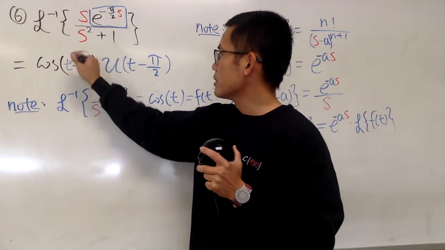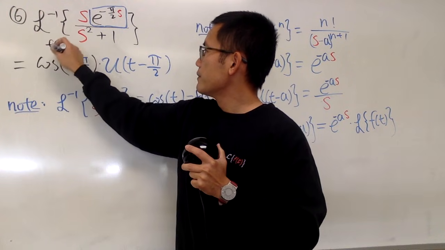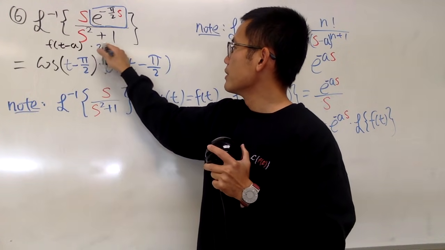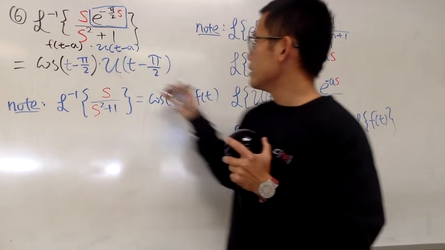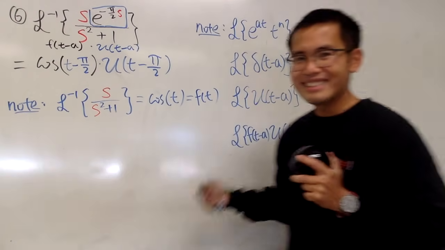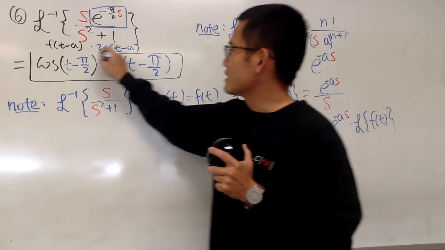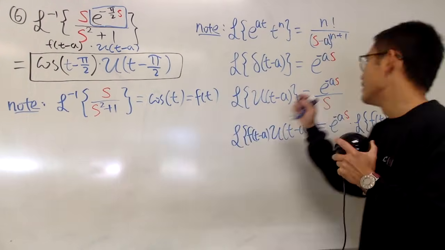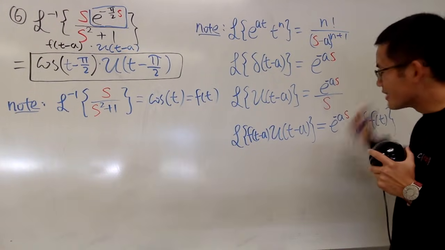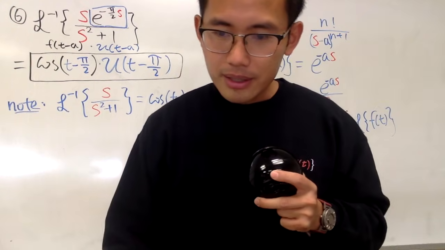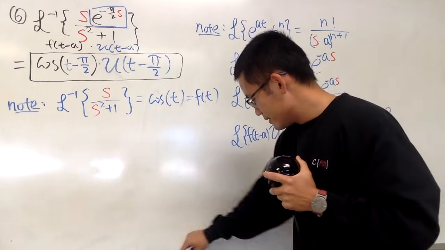So I'll put this down right here. This is the f of t minus a, and this is the unit step function of the t minus a. So again, we're doing backwards like this. All right, so this right here is the sixth one, like that. I'm sorry, earlier that I forgot the negatives right here, right? So that's number 6, and then now let's see number 7.